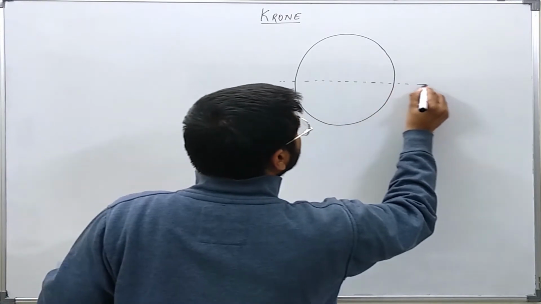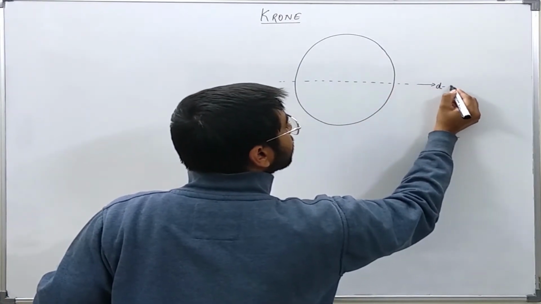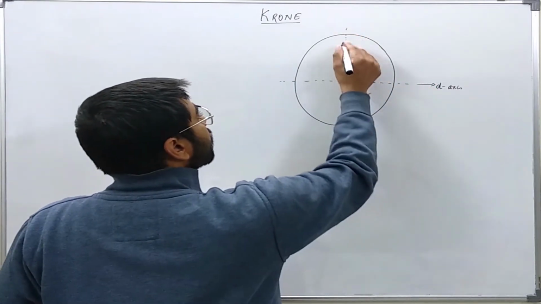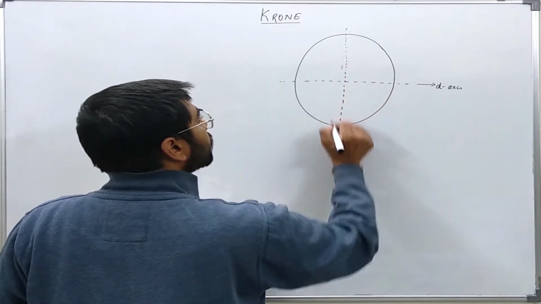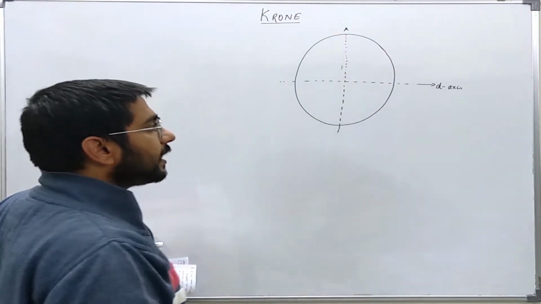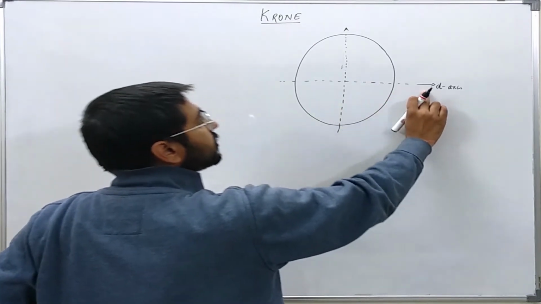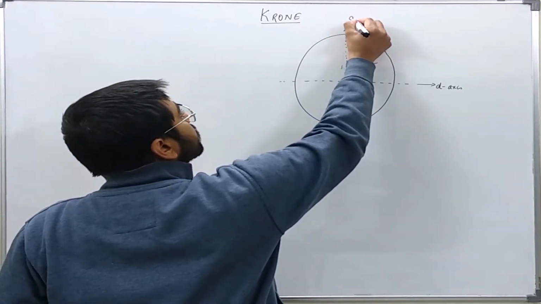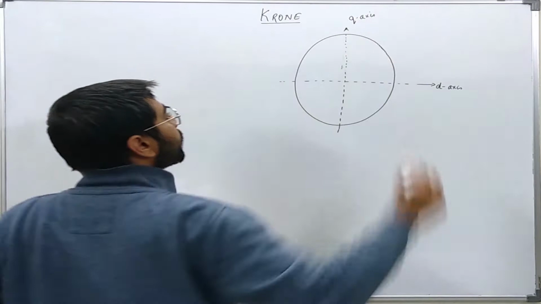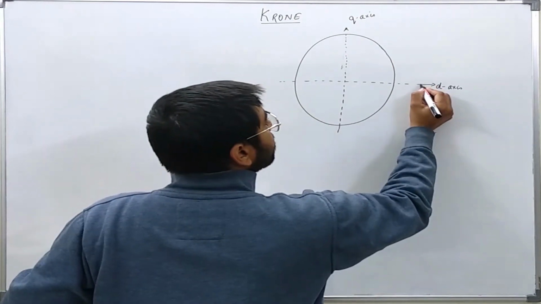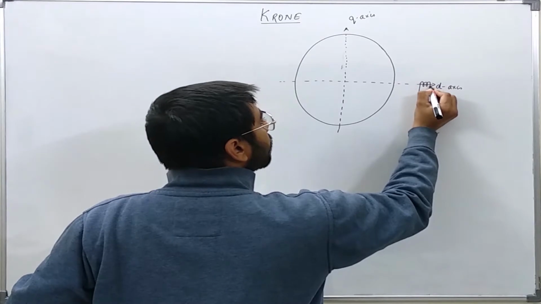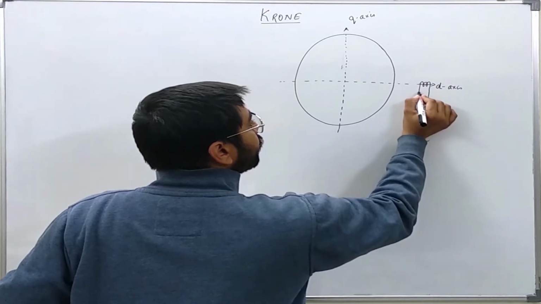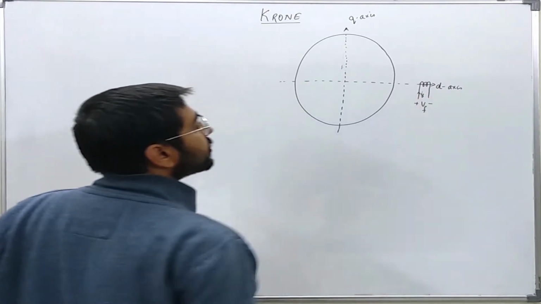on the d-axis and the q-axis. We already know that if the d-axis is taken in this direction, then the q-axis will be 90 degrees away from it. Let us say this is the field winding. I have connected a DC source in the field which is giving a current IF, creating some flux.